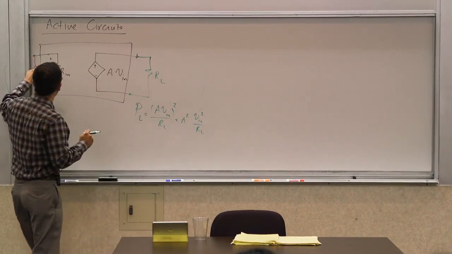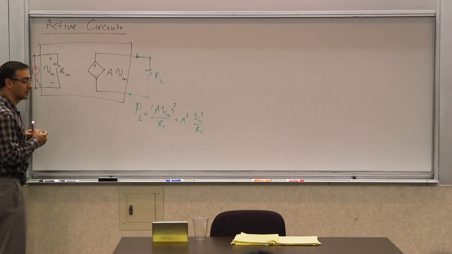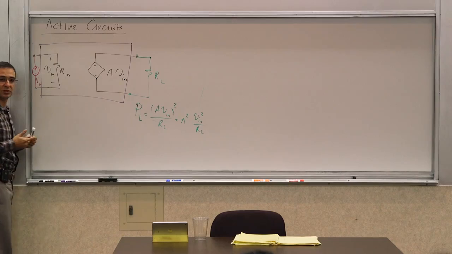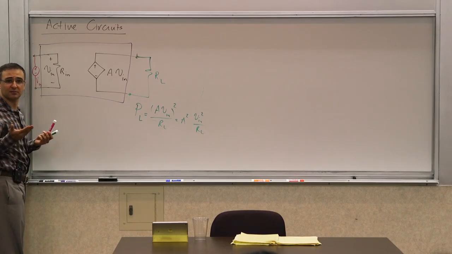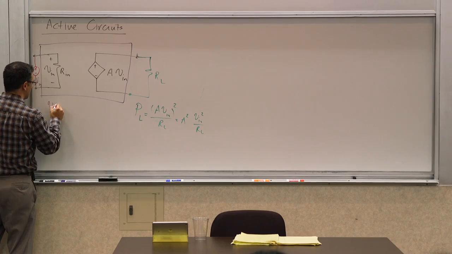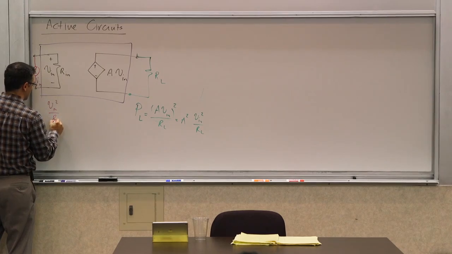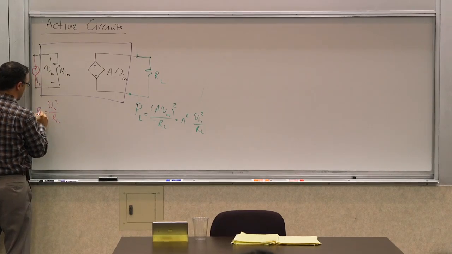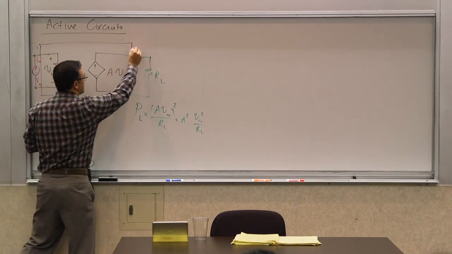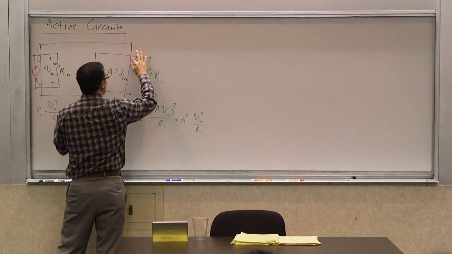What is the power that's being delivered to R in? This should be pretty straightforward now, right? It's V in squared over R in. So this is P in, the power that goes into the system. And this is the power that comes out of this box.